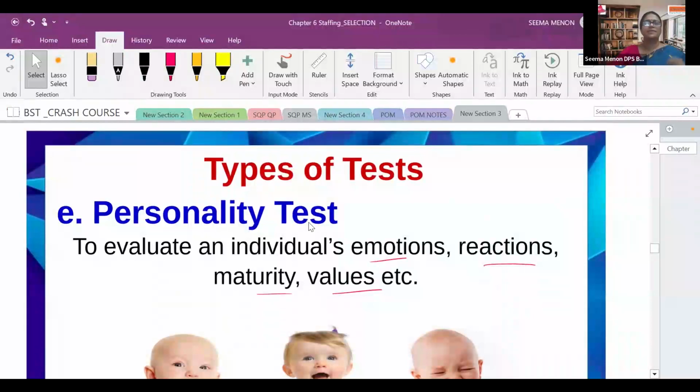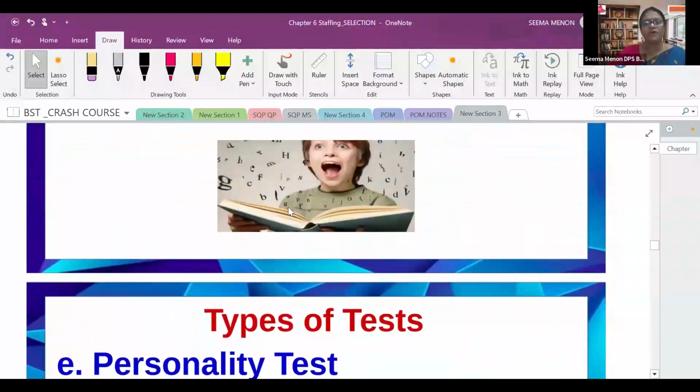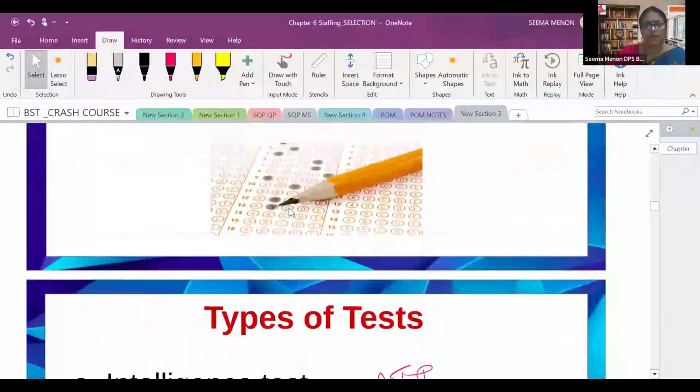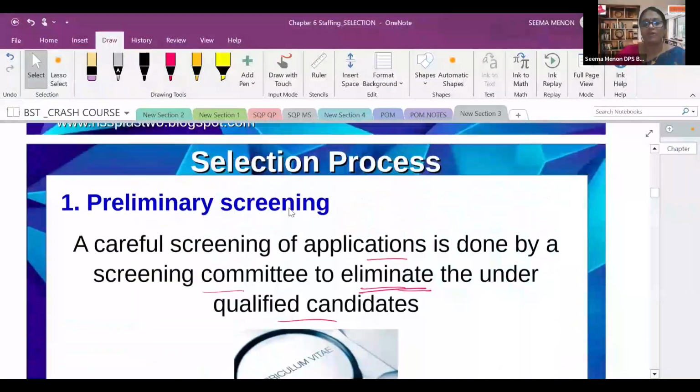So we are discussing the selection process. In that, the first one is the preliminary screening. What do you mean by preliminary screening? That is where we have to eliminate the underqualified candidates. Underqualified candidates ko nikalna hai.